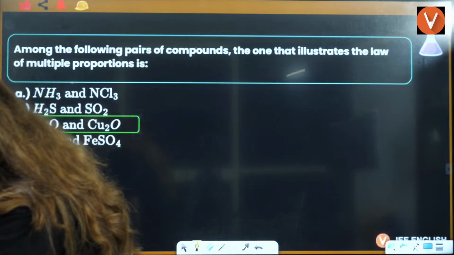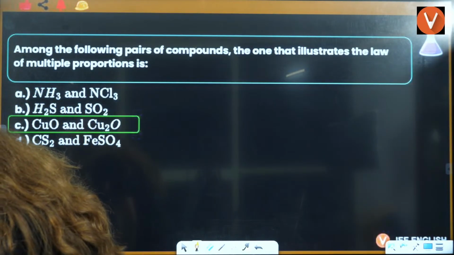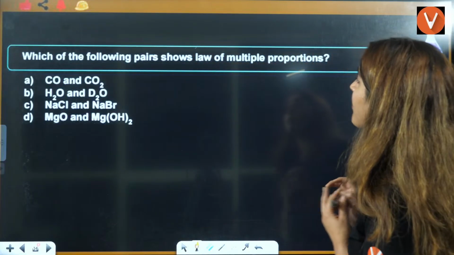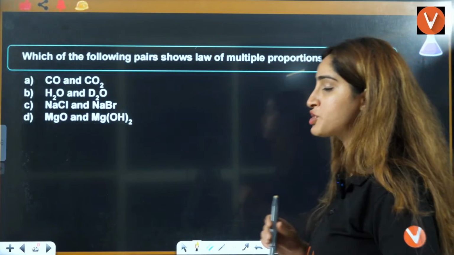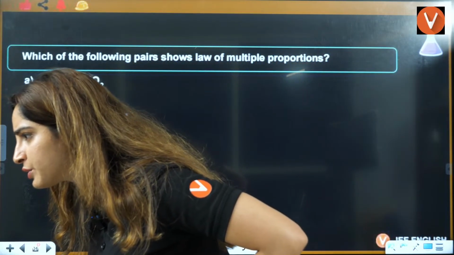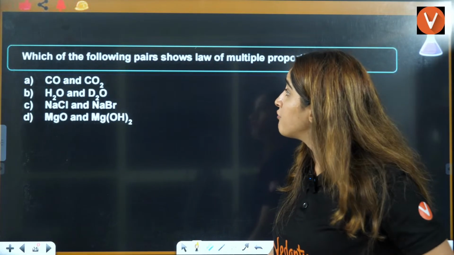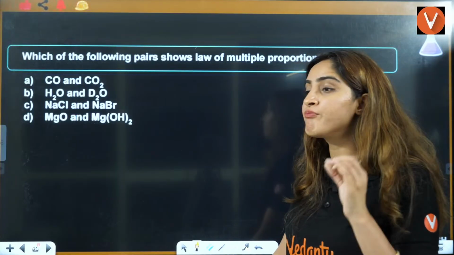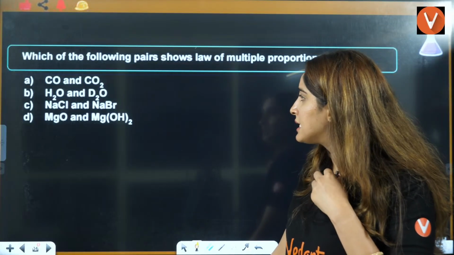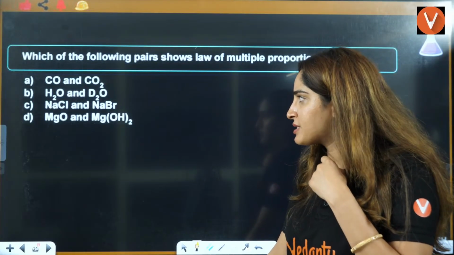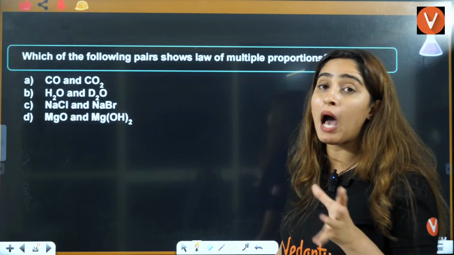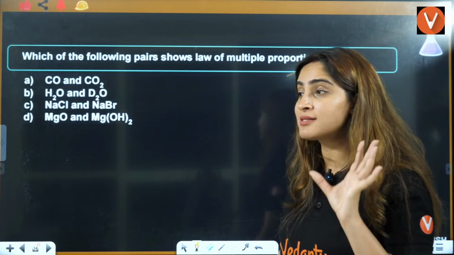Very good, Abhijit, Vignesh, Komakula. Very good, Tharun. Next, which of the following pairs shows the law of multiple proportion? Again, the same kind of question. Whoever was not able to answer the first one now has the option to answer this.